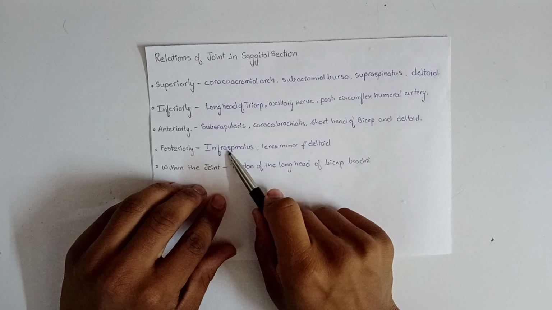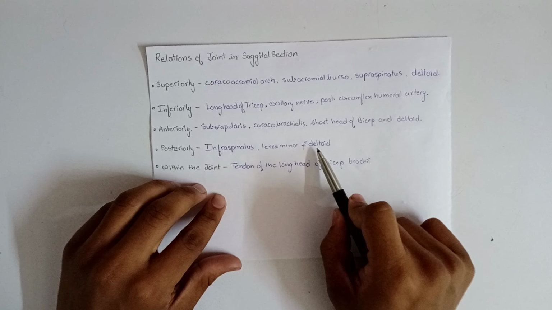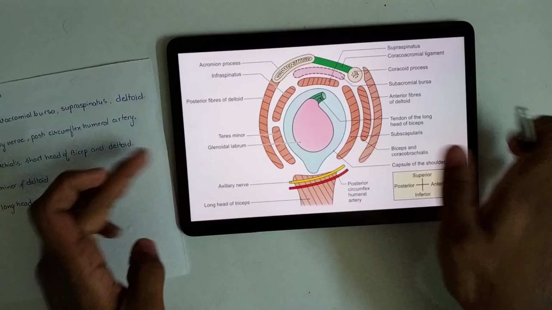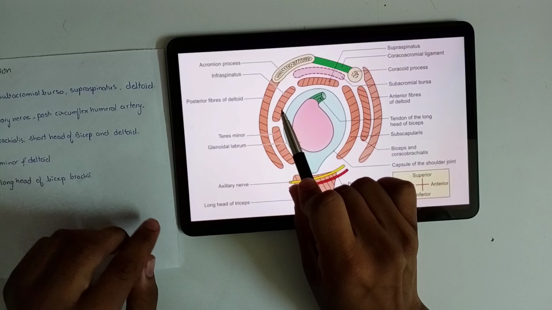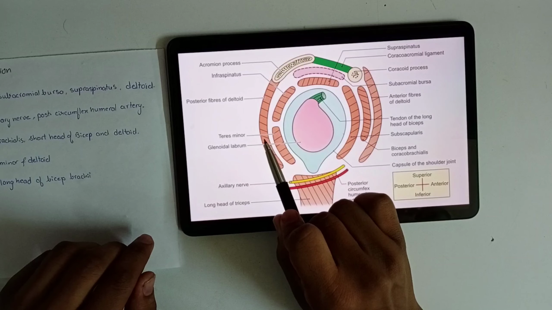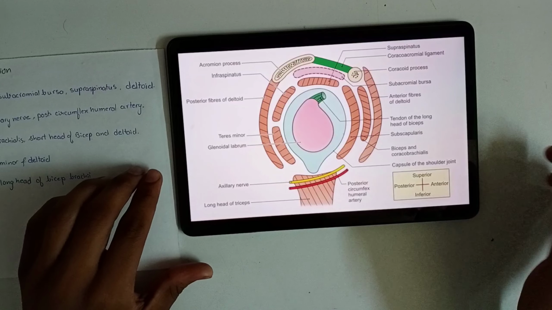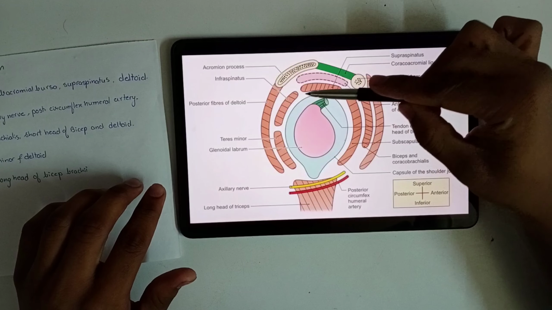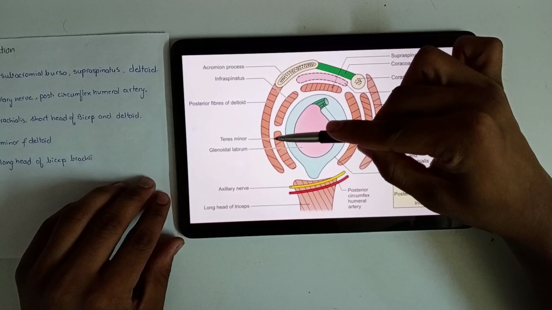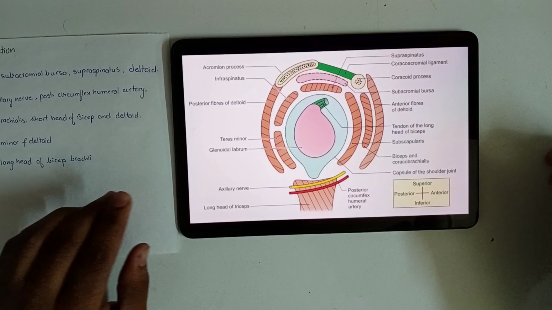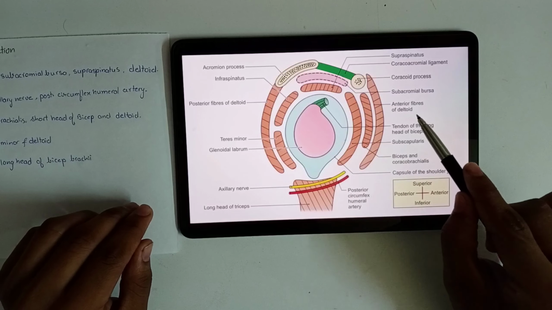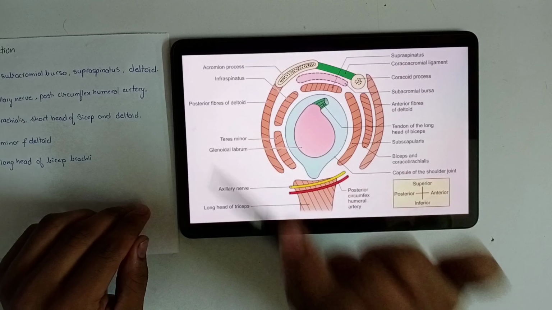Posteriorly we have infraspinatus, teres minor and deltoid. Infraspinatus, teres minor and again deltoid. Posteriorly infraspinatus, teres minor and deltoid. We are done with superior, inferior, anterior and posterior.